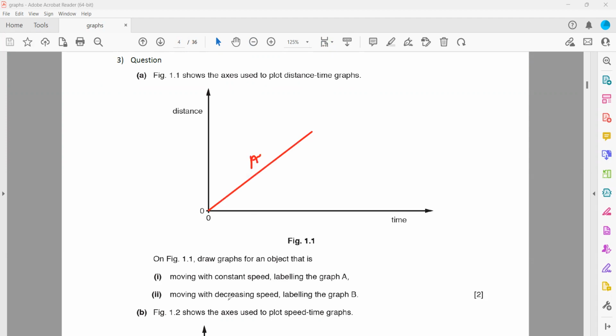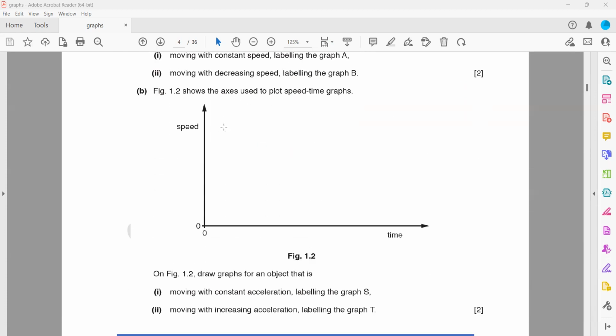The second one, speed is decreasing. If the speed is decreasing, the slope should decrease. That is B. Remember, in a distance-time graph the slope represents the speed of an object. Here A was a straight line, constant slope, so constant speed. For B, the angle was decreasing, so the speed was decreasing. In part B, figure 1.2 shows an axis used to plot the speed-time graphs.